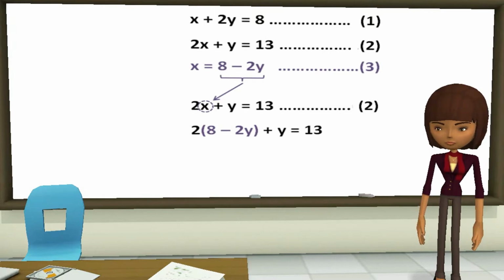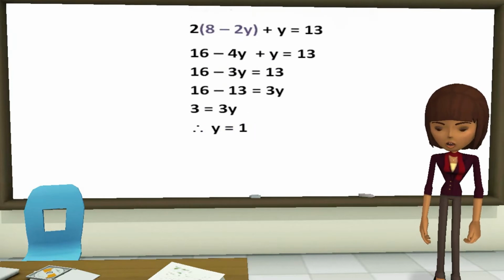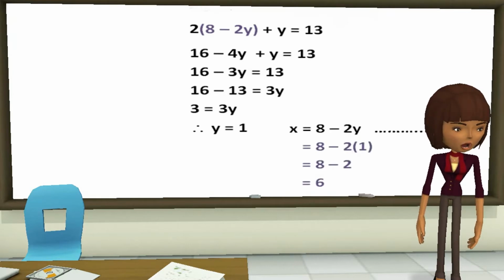Solving the equation, we get y equals 1. And now that we have the value for y, we substitute it into the first equation to find the value of x.